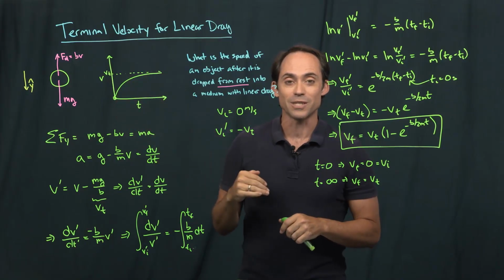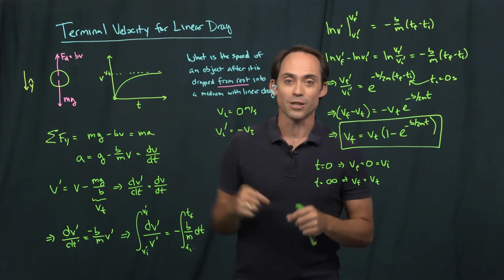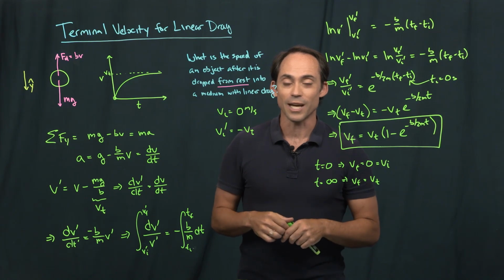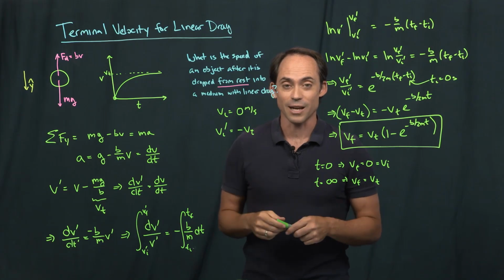The slope of the velocity versus time curve is just the acceleration. That's just telling us that the drag force is approaching the weight force, so the net force is going down, and the acceleration is going down, and that's exactly the kind of curve you would expect for this kind of motion.